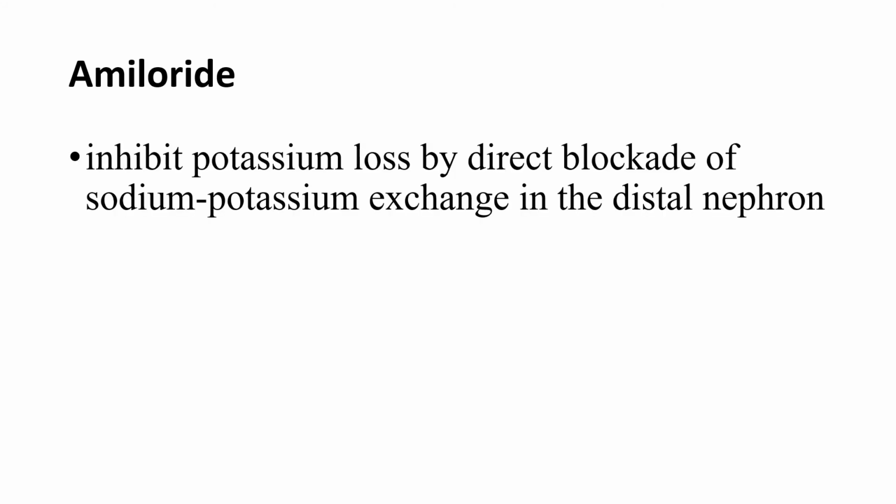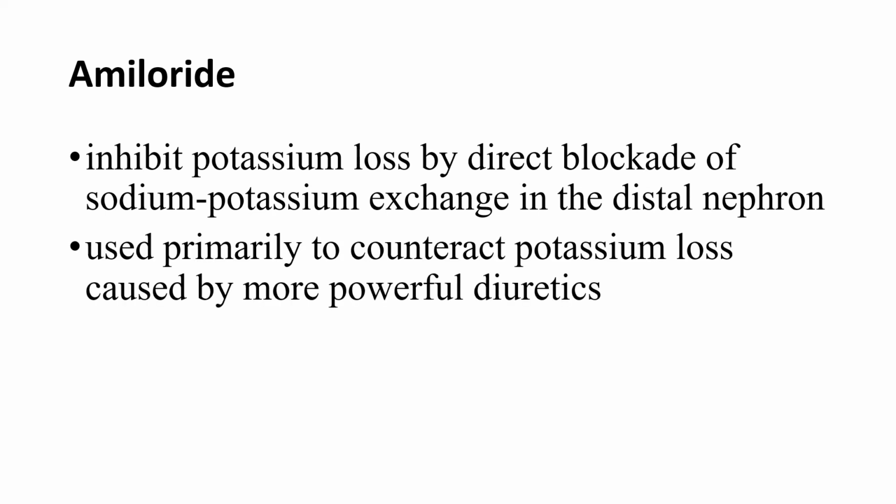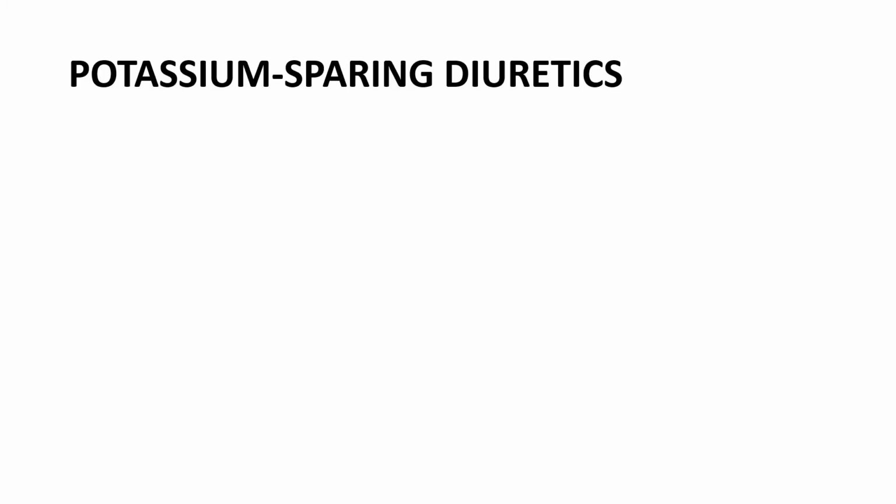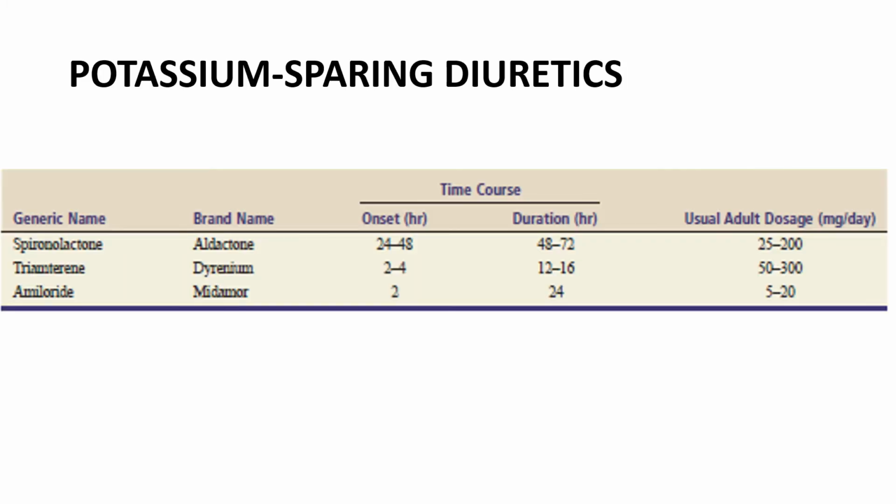We have here amiloride. So amiloride inhibits potassium loss by direct blockade of your sodium-potassium exchange in your distal nephron. It is used primarily to counteract potassium loss caused by your more powerful diuretics. And its major adverse effect is hyperkalemia. So these are your potassium-sparing diuretics, the dosages, and the time course of effects.